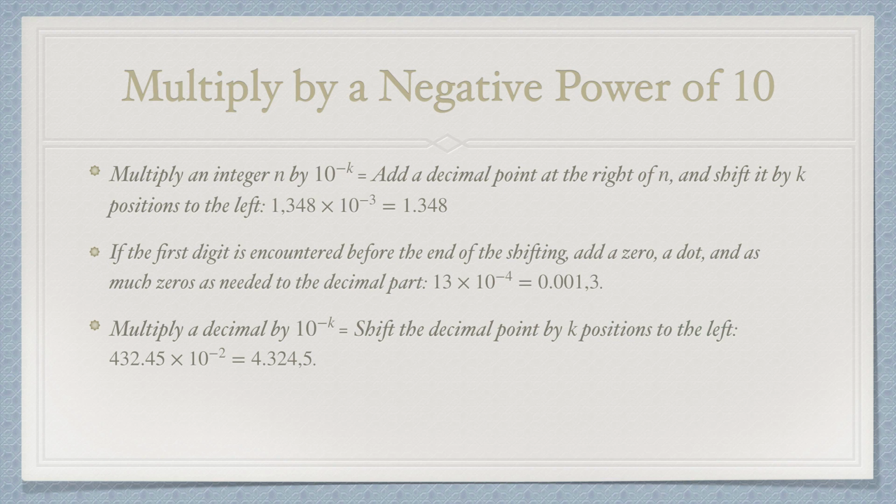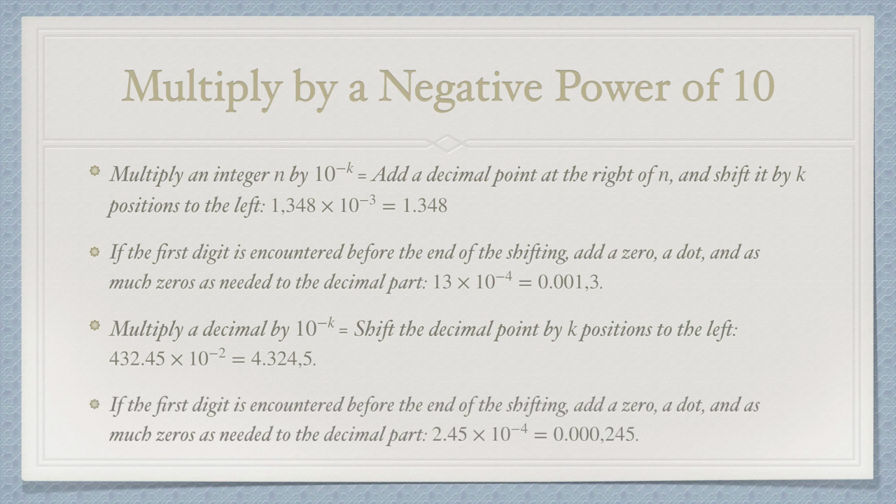Multiply a decimal number by 10 to the power minus k is shift the decimal point by k positions to the left. For instance, 432.45 multiplied by 10 to the power minus 2 is 4.3245. If the first digit is encountered before the end of the shifting, then you must add a 0 and a dot, and then as much zeros as needed to the decimal part. For instance, 2.45 multiplied by 10 to the power minus 4 is 0.000245.